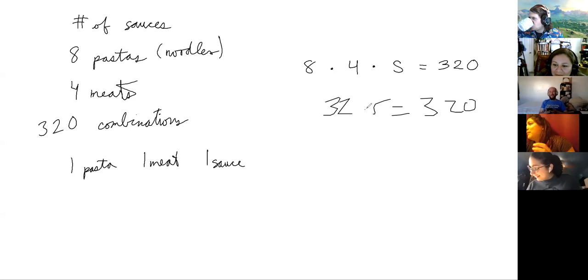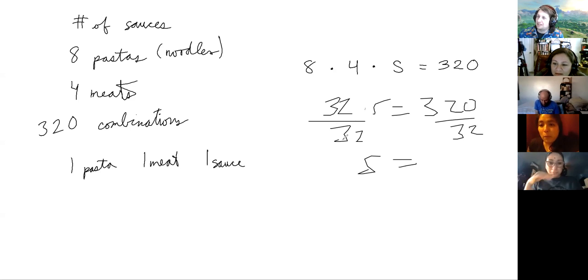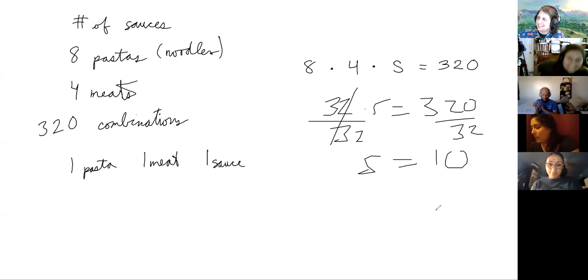And then you're gonna divide this by 32 as well as the other one, right? As long as you're dividing the entirety of both sides. And then that would cancel this out. So S equals 10. Right? Thank you. All right. Thank you, Lee. Good job. Yay.